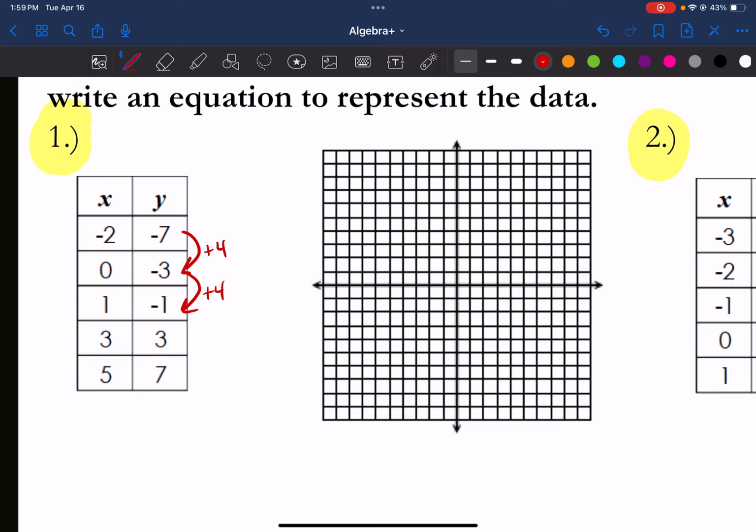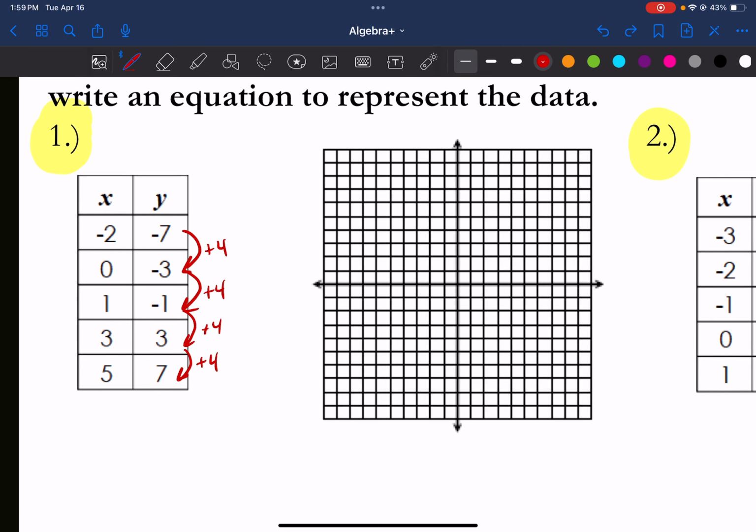Adding 4. Adding 4. Adding 4. These are all the same. If we want to do a second difference, I made a mistake. This one is adding 2. My apologies. But let's keep going.